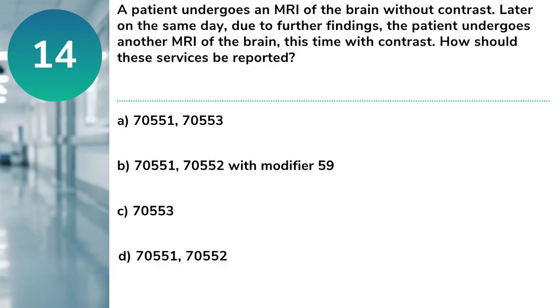Question 14. A patient undergoes an MRI of the brain without contrast. Later on the same day, due to further findings, the patient undergoes another MRI of the brain, this time with contrast. How should these services be reported? A. 70551, 70553. B. 70551, 70552 with modifier 59. C. 70553. D. 70551, 70552.